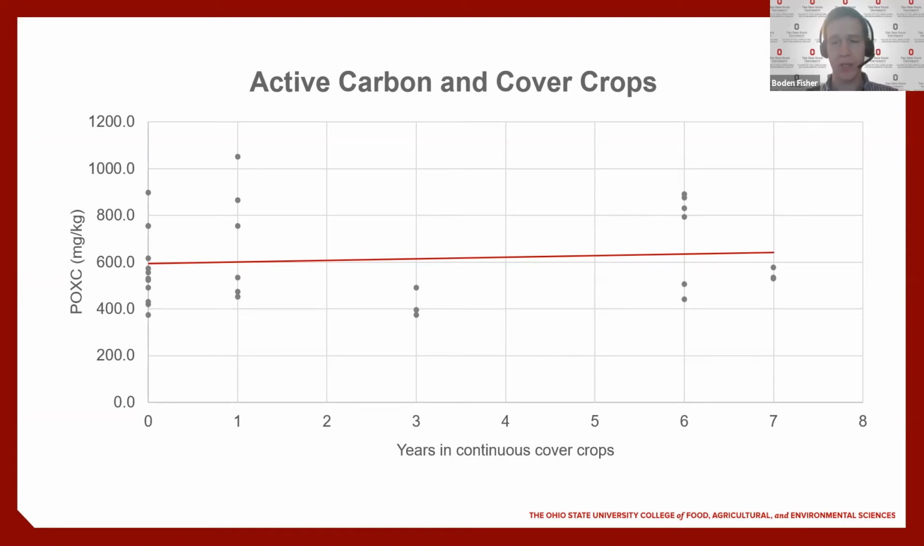You can also see the limitations here, though. There is scatter on this graph. There's also the maximum was 7 years in cover crops, okay? Many folks have more than that, so that's impactful. And remember, again, we're looking at 10 fields here. So I refer you to the larger study, which also showed a positive correlation of cover crops and active carbon.